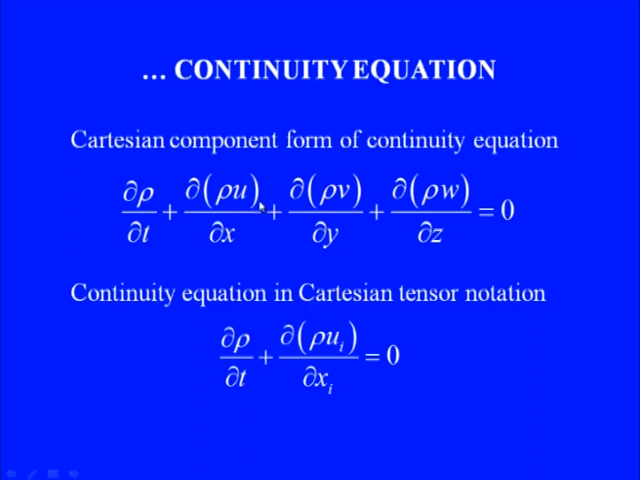Now the previous vector equation can be written in Cartesian component form as del rho by del t plus del over del x of rho u plus del over del y of rho v plus del over del z of rho w is equal to 0, where u, v and w represent the velocity components in x, y and z directions. This expanded equation can also be written in concise Cartesian tensor notation as del rho by del t plus del over del xi of rho ui is equal to 0, where ui represents the velocity vector in ith coordinate direction.